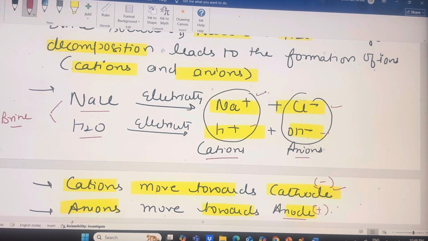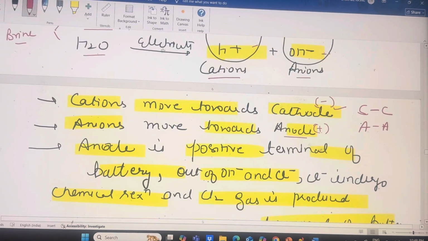So students, you always know opposite charges always attract each other. Whenever I'm explaining to my students, I always say C, C and A, A. Means cations move towards cathode and anions move towards anode. And when we pass electricity, because electricity is a form of energy, it will cause the chemical decomposition of the compounds, and in this sodium chloride and water will undergo decomposition and the ions are produced.